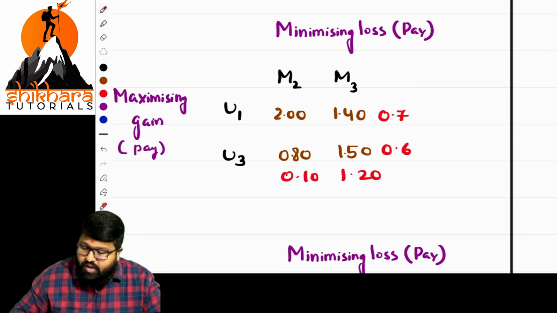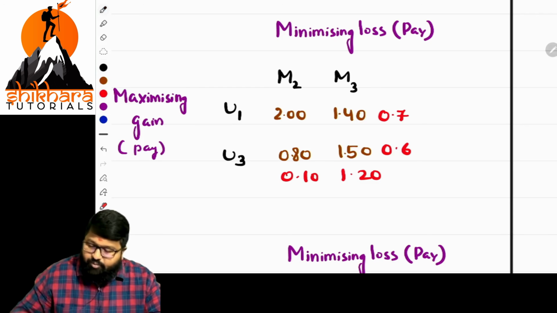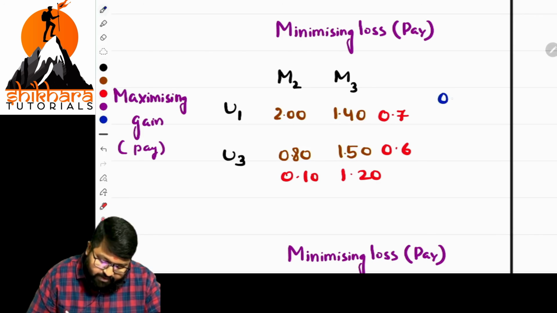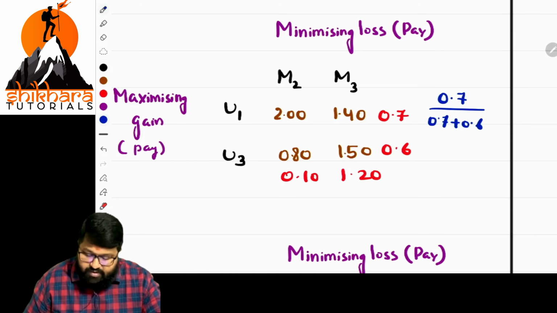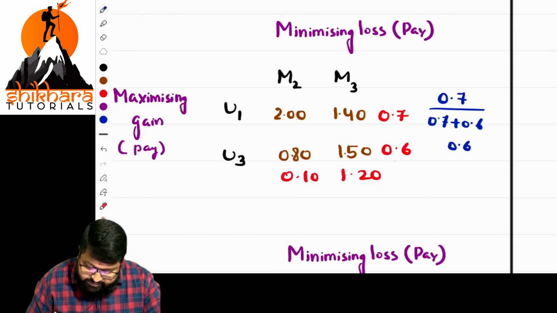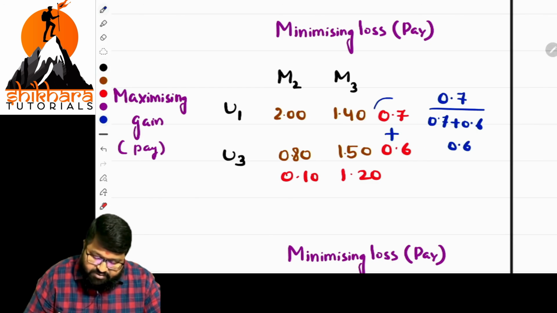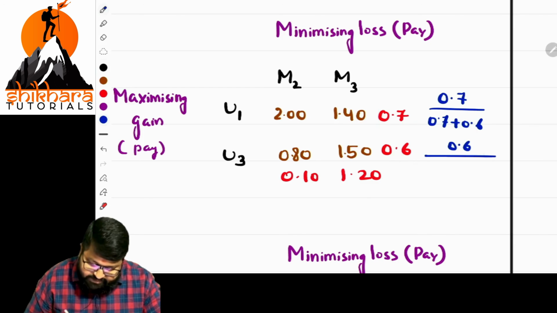That is a basic step for the calculation of probability. Once it is done, how to calculate the probability part, sir? Just simply 0.7 by 0.7 plus 0.6. That is the probability for U1. And how to calculate the probability for U3, sir? 0.6 by the summation of these two, that is 0.7 plus 0.6.